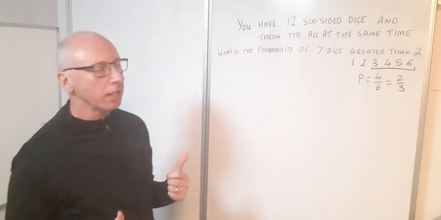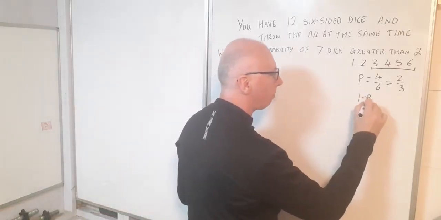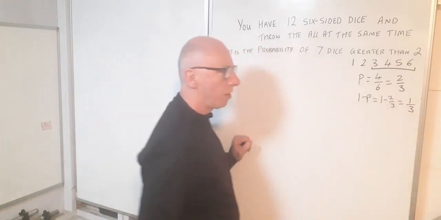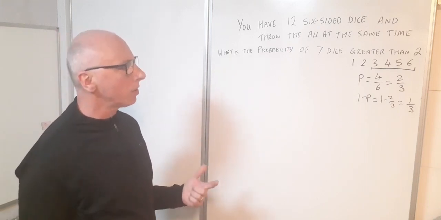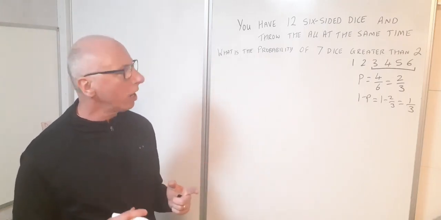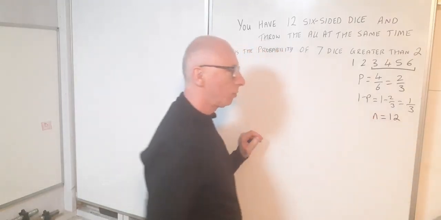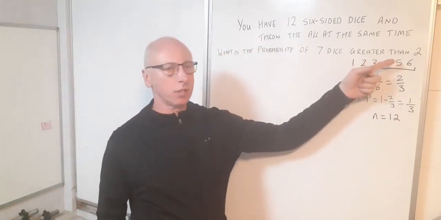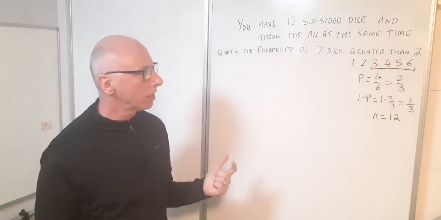Now for a question like this, I'm also going to need the probability of it not happening. So the probability of it not happening, which is 1 minus p, is 1 minus 2/3, which is 1/3. And I also need to know the number of trials. I'm going to be analysing my 12 dice, so each one will be a trial to see what would happen. So the number of trials in this question would be 12. And we're looking for each dice to have a score greater than 2, so there's only 2 outcomes: either the score is greater than 2 or the score is not greater than 2.